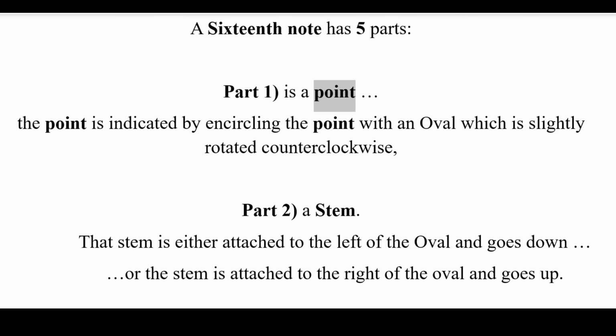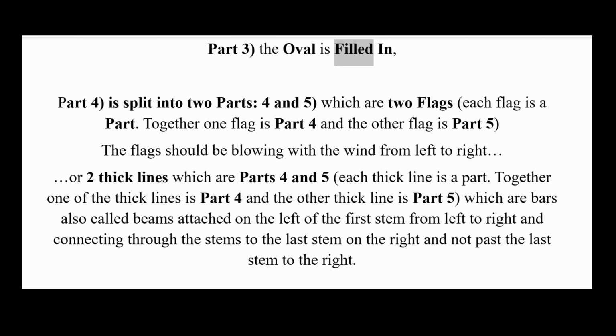Part 1 is a point. The point is indicated by encircling the point with an oval which is slightly rotated counterclockwise. Part 2, a stem. That stem is either attached to the left of the oval and goes down, or the stem is attached to the right of the oval and goes up. Part 3, the oval is filled in. Part 4 is split into 2 parts, 4 and 5, which are 2 flags, each flag is a part. Together one flag is part 4 and the other flag is part 5. The flag should be blowing with the wind from left to right.